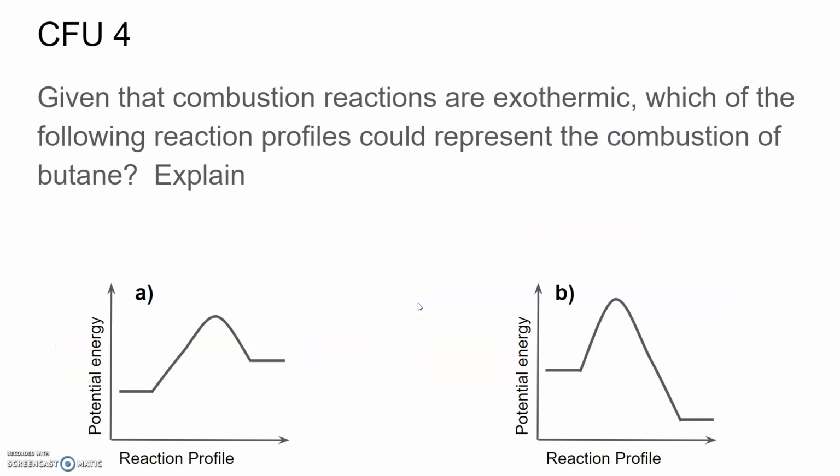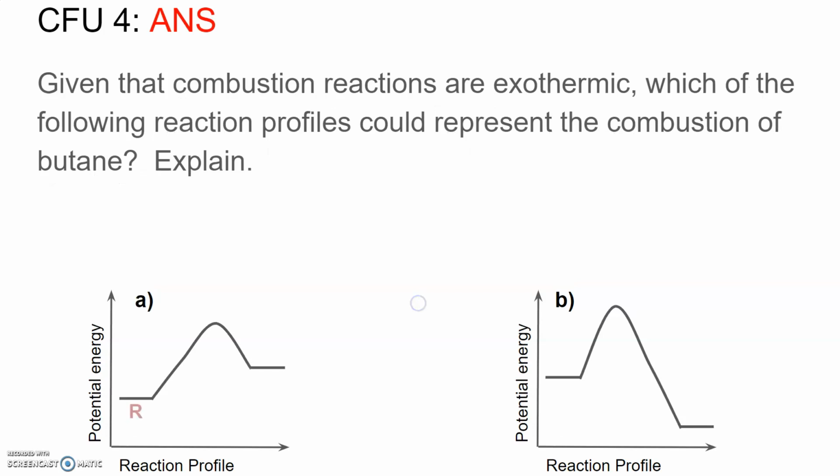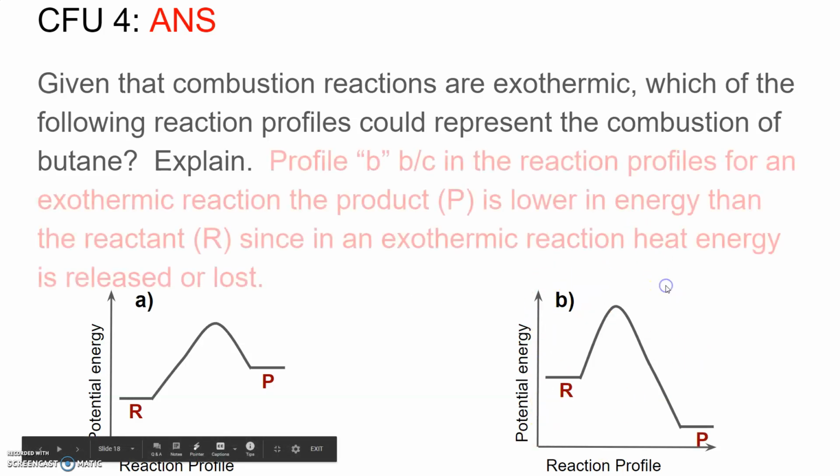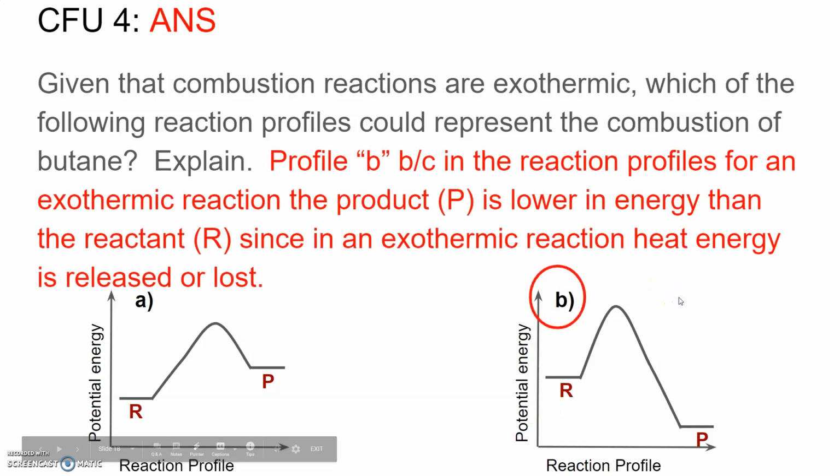All right, last CFU here, or second to last CFU. Given the combustion reactions are exothermic, which of the following reaction profiles could represent the combustion of butane? Explain. So pause the video now, and when you press play again, the answer will be revealed. So for an exothermic reaction, remember that heat energy is being lost. So the products are going to be lower in energy, and energy is on the y-axis, than the reactant. And so that will be choice B, because the products are lower than reactants.